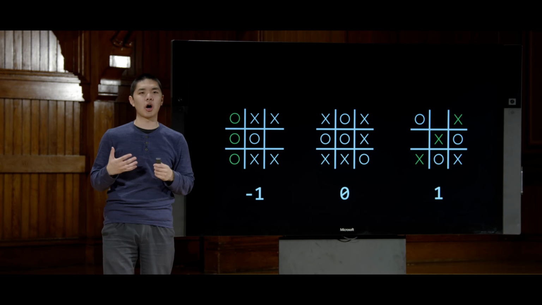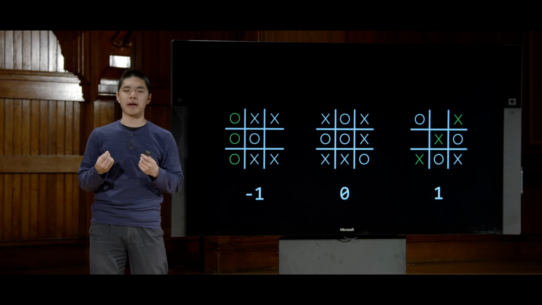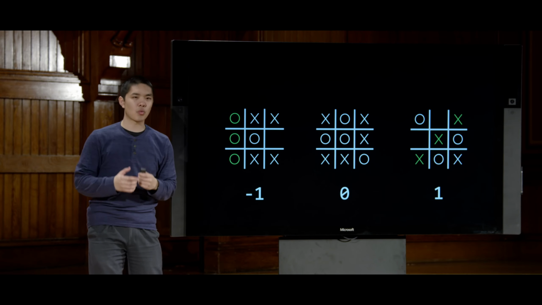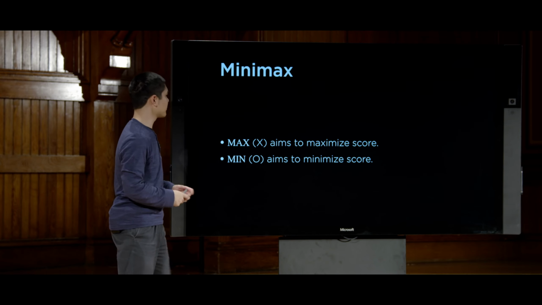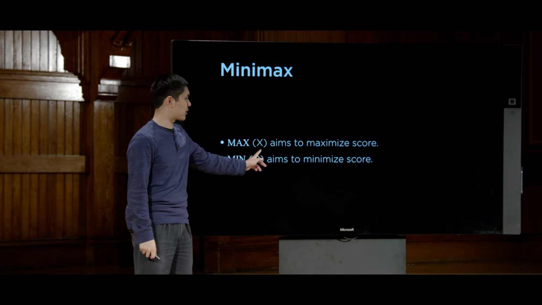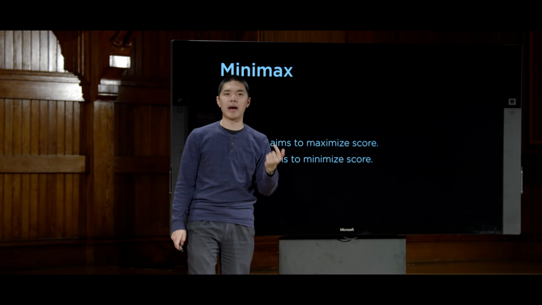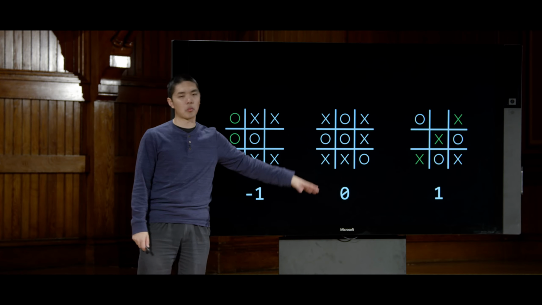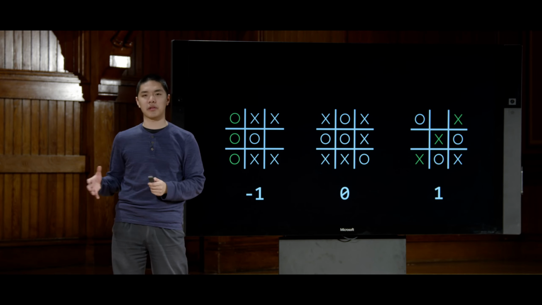And we're going to go ahead and call the X player the max player. And we'll call the O player the min player. And the reason why is because in the Minimax algorithm, the max player, which in this case is X, is aiming to maximize the score. Right? These are the possible options for the score, -1, 0, and 1.